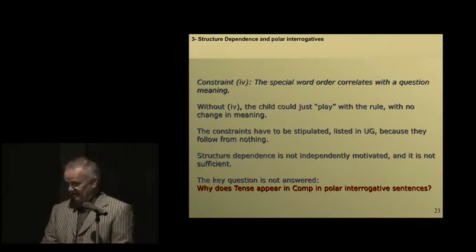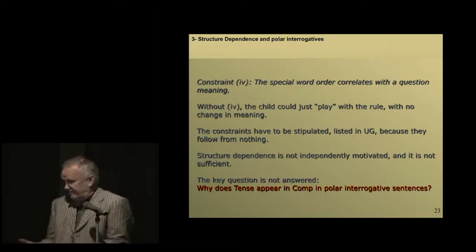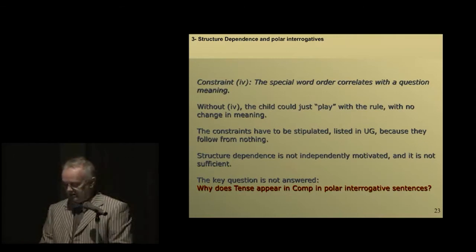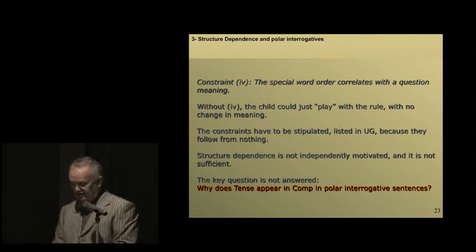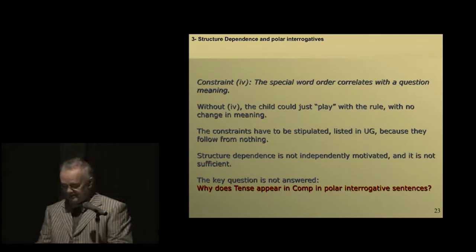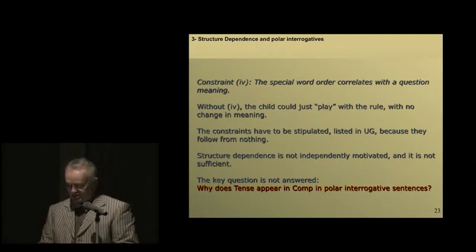There's no reason to choose that over linear and to have a constraint at all, other than descriptive reasons for now. And it's not sufficient. We need at least these constraints. So the key question actually is not answered yet. The question being, why does tense appear in comp in polar interrogatives?